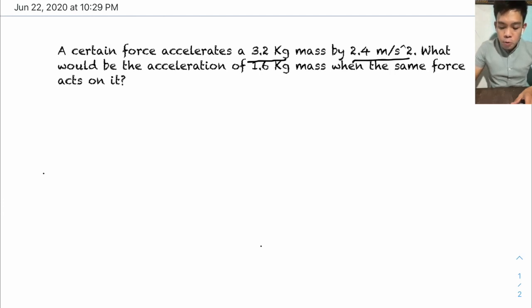So in dealing with this problem, we need to identify the given. In our problem, we are given 3.2 kilogram and 2.4 meters per second squared, and we are asked for the acceleration if the mass is 1.6 kilogram. So the first technique is we need to write the given.